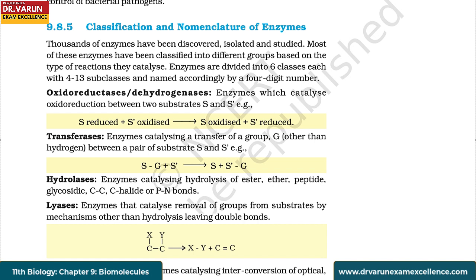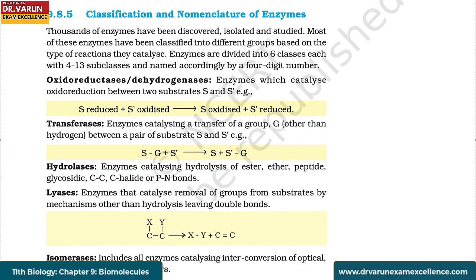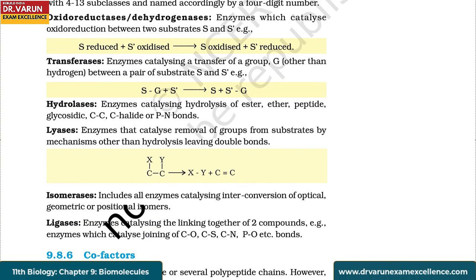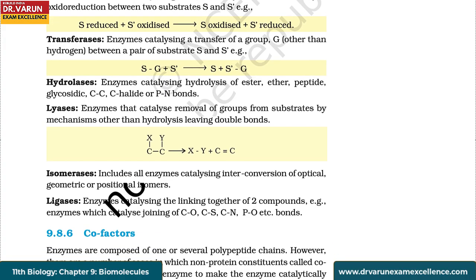Oxidoreductases or dehydrogenases: enzymes which catalyze oxidoreduction between two substrates, S and S prime. Transferases: enzymes catalyzing a transfer of a group G other than hydrogen between a pair of substrates S and S prime. Hydrolases: enzymes catalyzing hydrolysis of ester, ether, peptide, glycosidic, carbon to carbon, carbon halide or phosphorus nitrogen bonds.